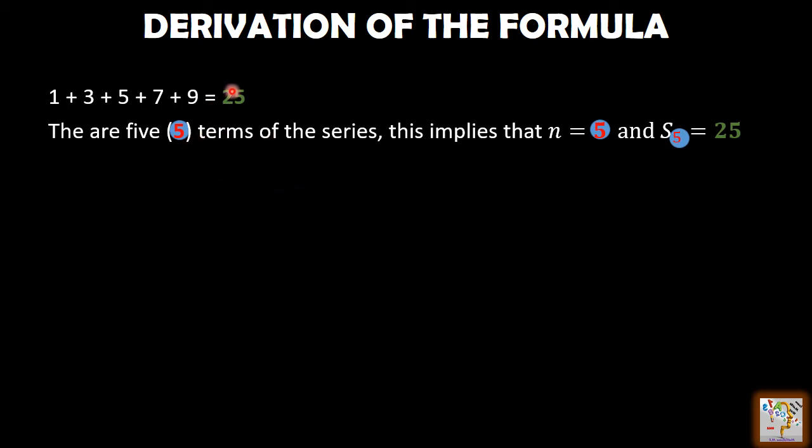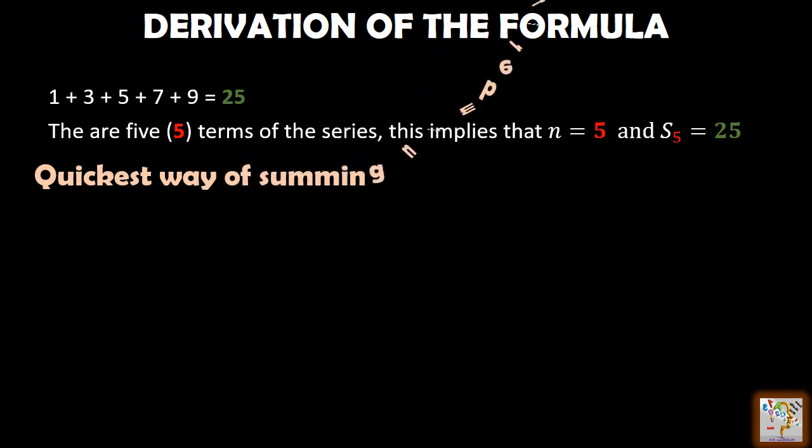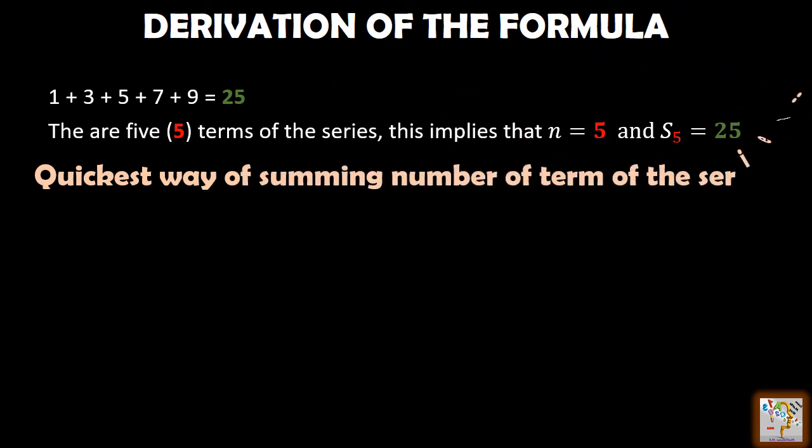So we need a mechanism. Okay, we need a way. We should actually develop a way of calculating the sum, irrespective of how many terms there are. And that is exactly what we're going to derive. Now let's check. Let's find the quickest way of summing the terms of this series.